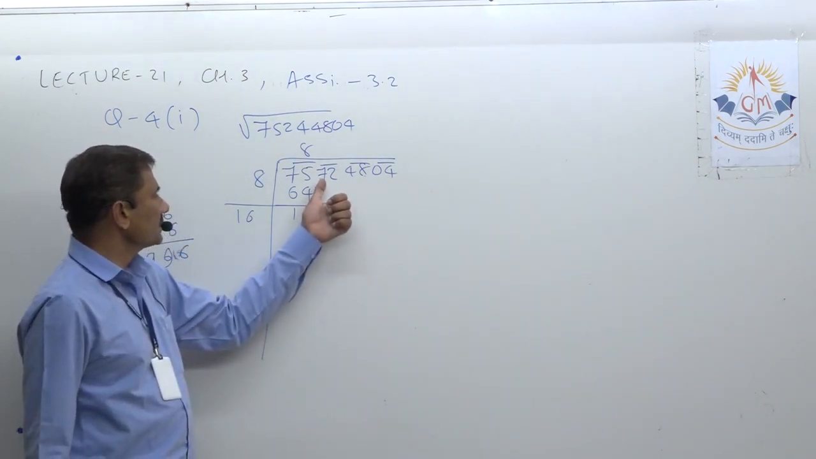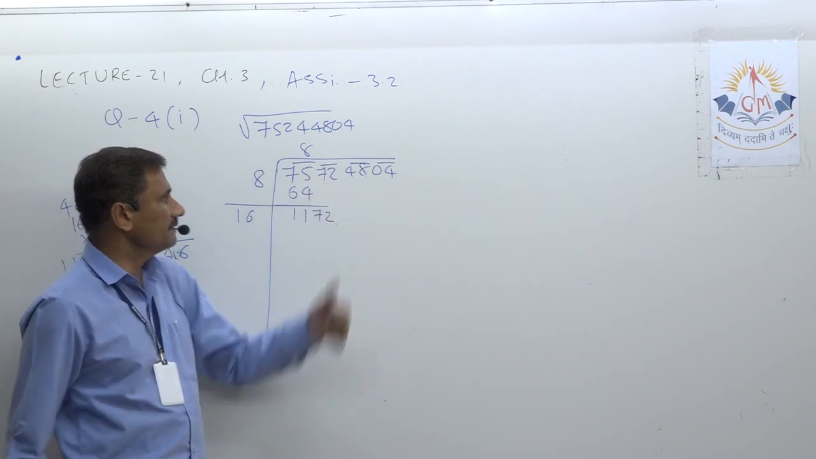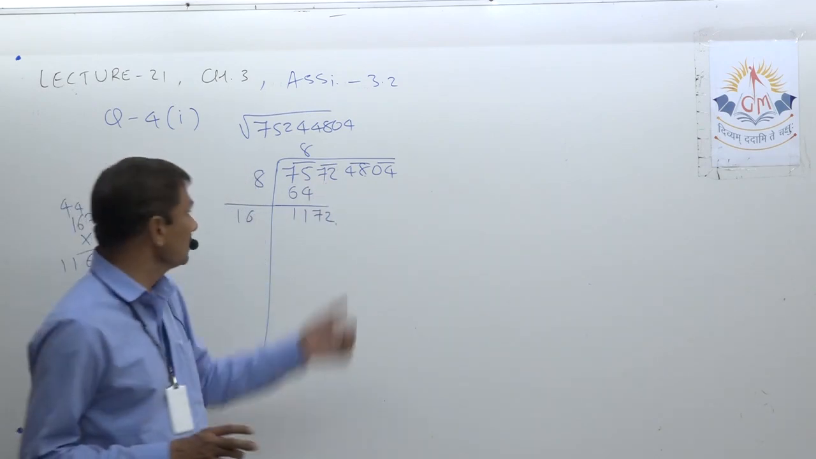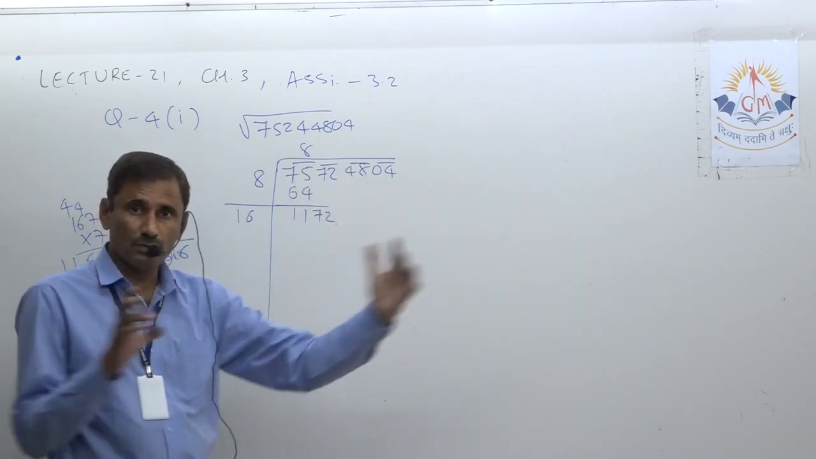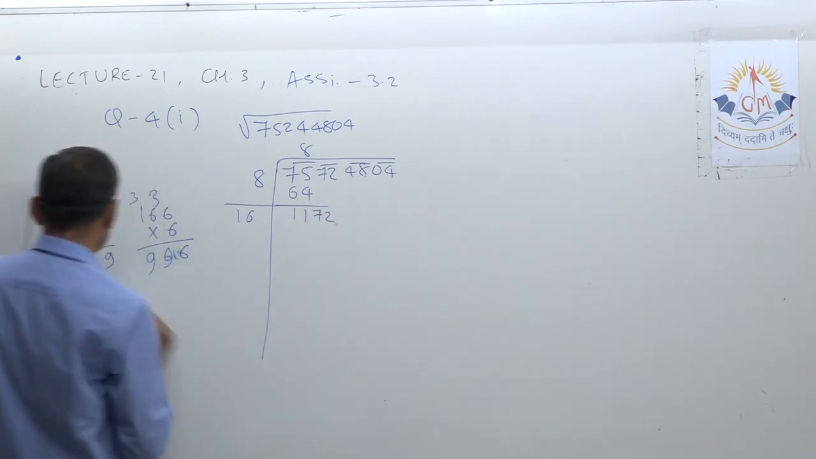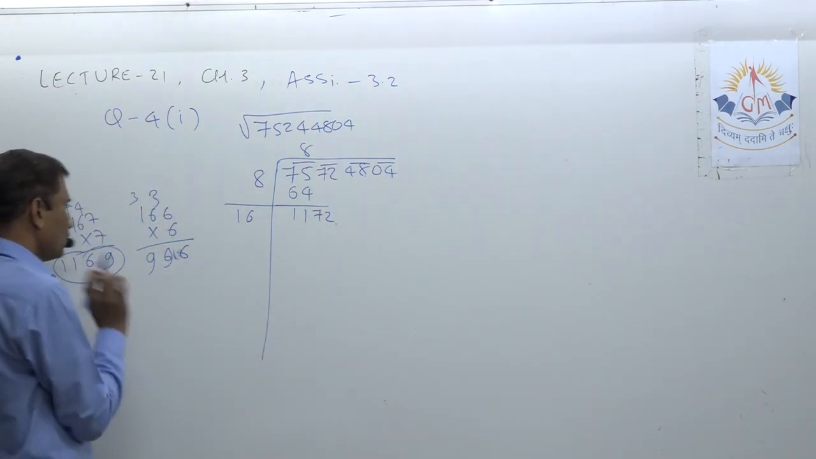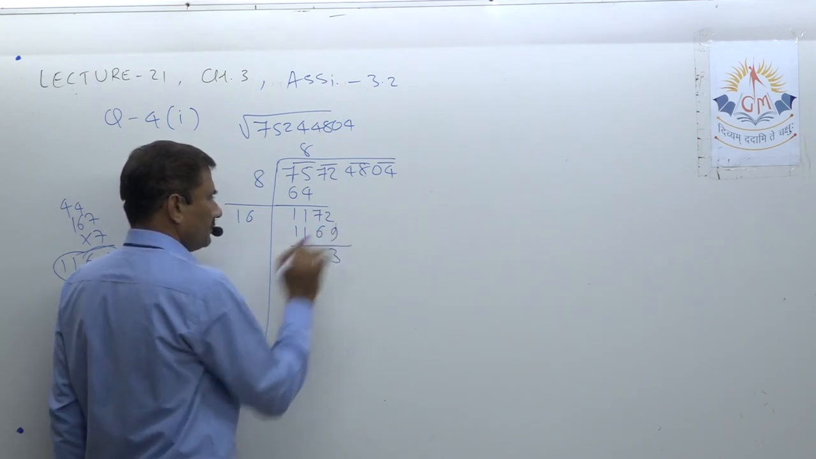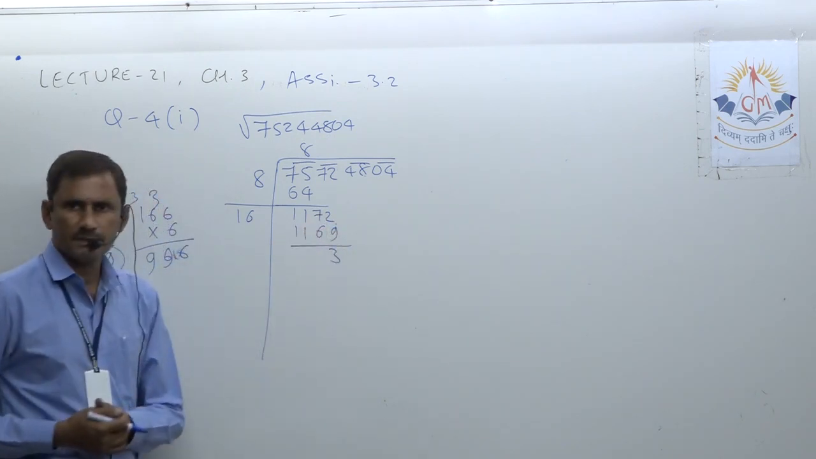Okay, numbers are 7275724804. So you should be careful at copying the number only because it is so long. So now you can see here 1172, we got here 1169, it's okay. So 1169, it is 3 away from the given number.